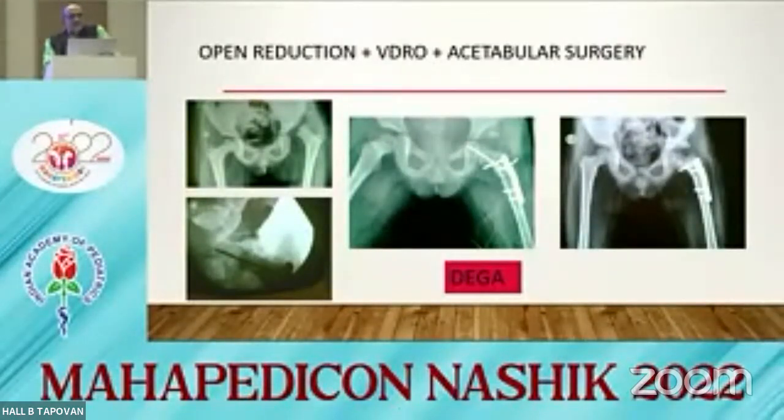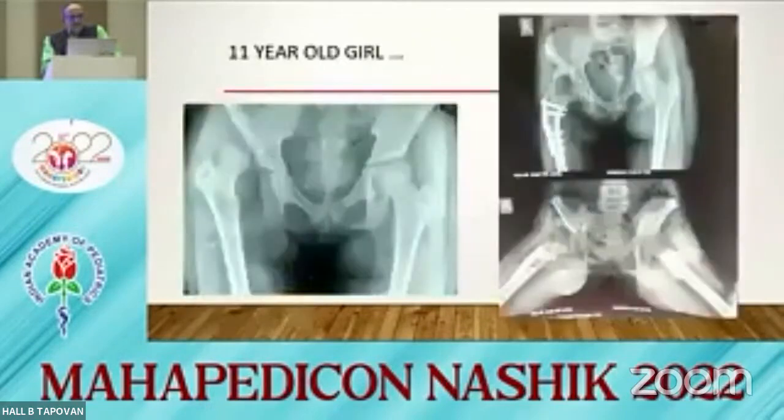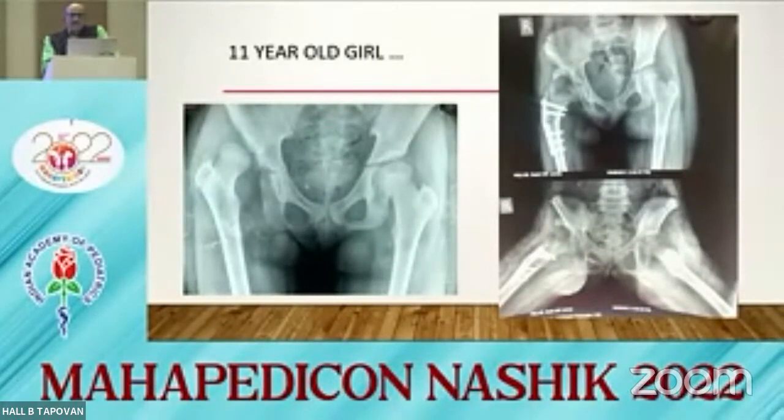This is what happens when DDH comes to us late in the walking age or even beyond walking age. You have to do really complex open reductions, femoral osteotomies, acetabular procedures. And ours is a country where you can have an 11-year-old girl come limping in your OPD and say that I've never been told that I have DDH.